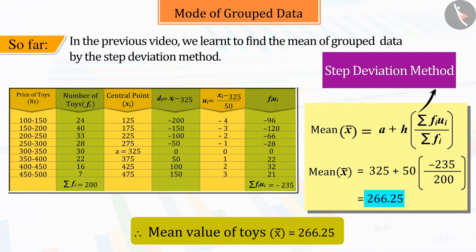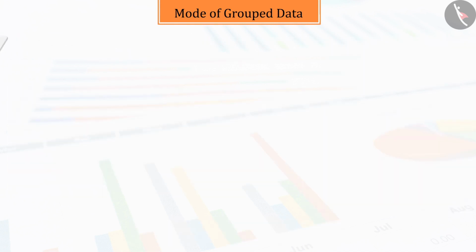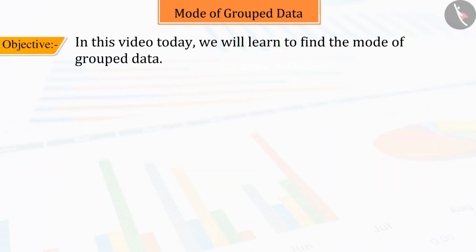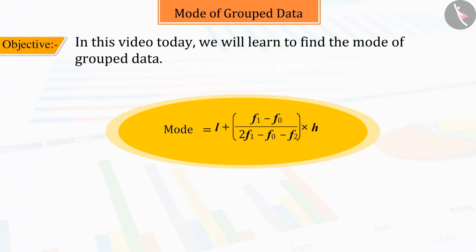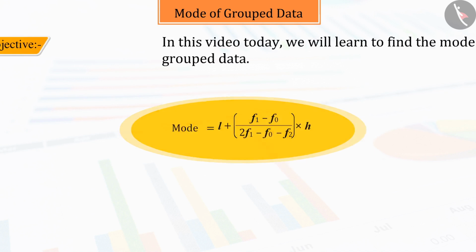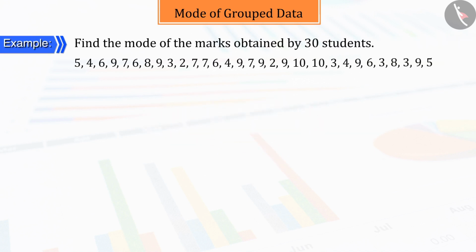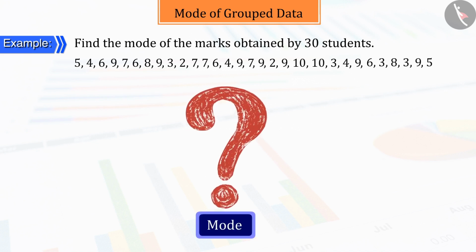In the previous video, we learned to find the mean of grouped data by the step deviation method. Today, in this video, we will learn to find the mode of grouped data. Let's look at ungrouped data before understanding mode. We have the following figures of the marks obtained by 30 students. Can you tell the mode of these figures?